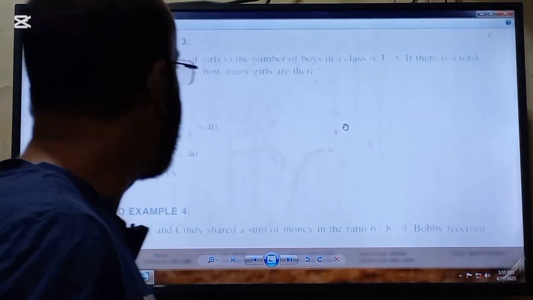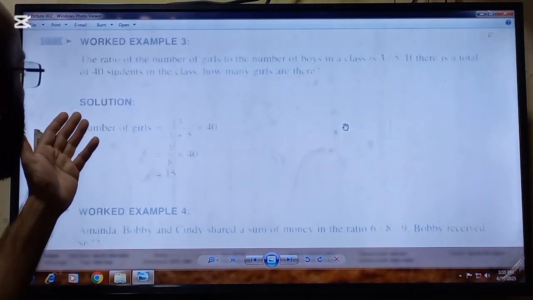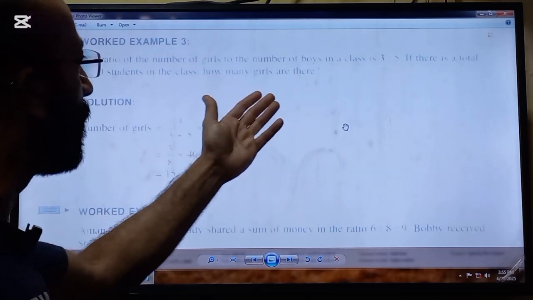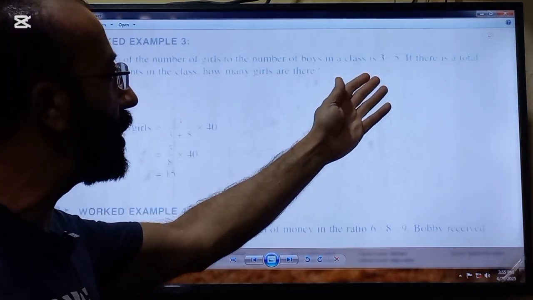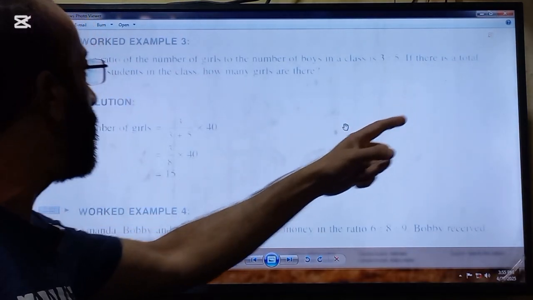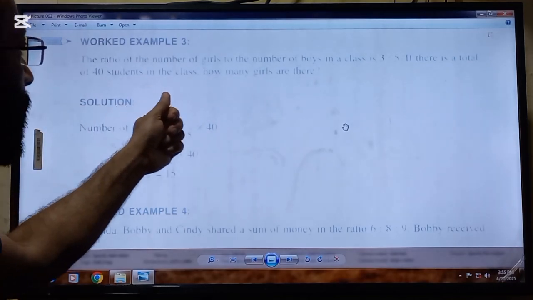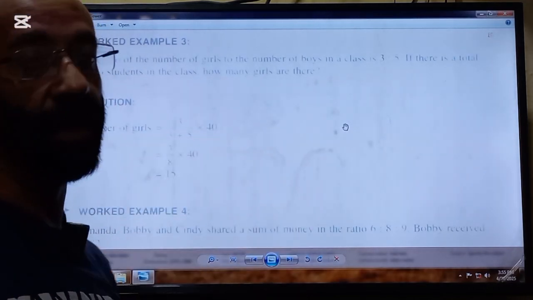Here is another question. The statement of the question is: the ratio of the number of girls to the number of boys in our class is 3:5. If there is a total of 40 students in the class, how many girls are there?